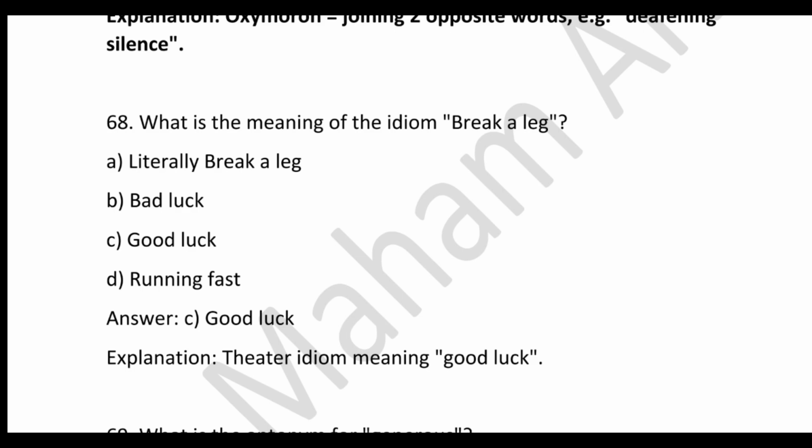What is the meaning of the idiom break a leg? Correct answer is option C, that is good luck. Because it is a theater idiom meaning good luck. It is a very common, popular theater idiom.